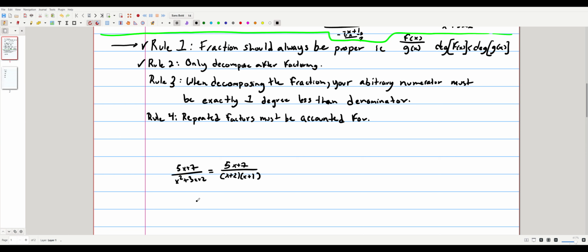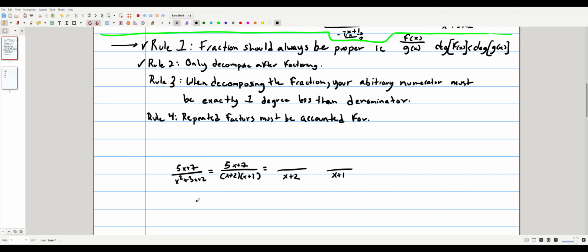Rule 3 says when decomposing the fraction, your arbitrary numerator must be exactly one degree less than the denominator. So now we're looking at our unique terms on the denominator, and we see that our unique terms are x plus 2 and x plus 1. And since these are only a power of 1, the only polynomial that has degree less than 1 is a degree 0 polynomial, which just basically means a constant.